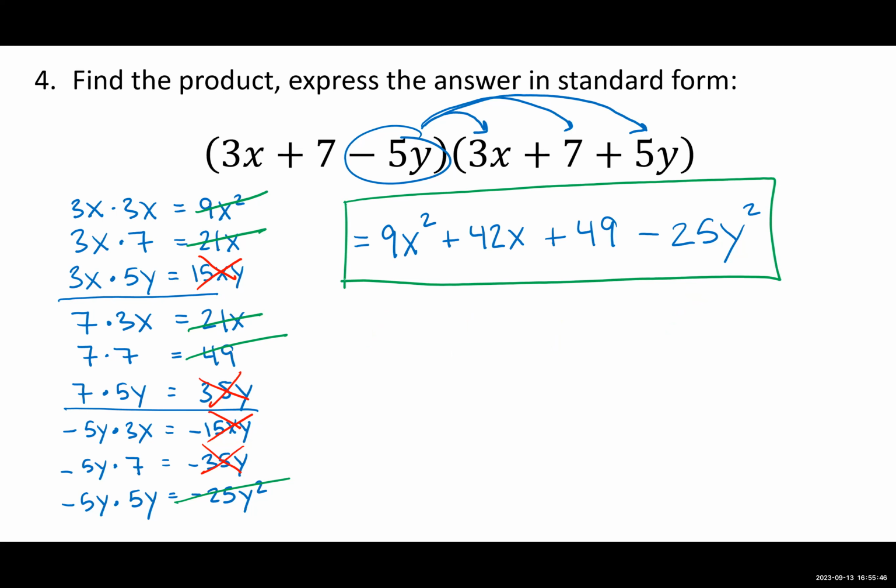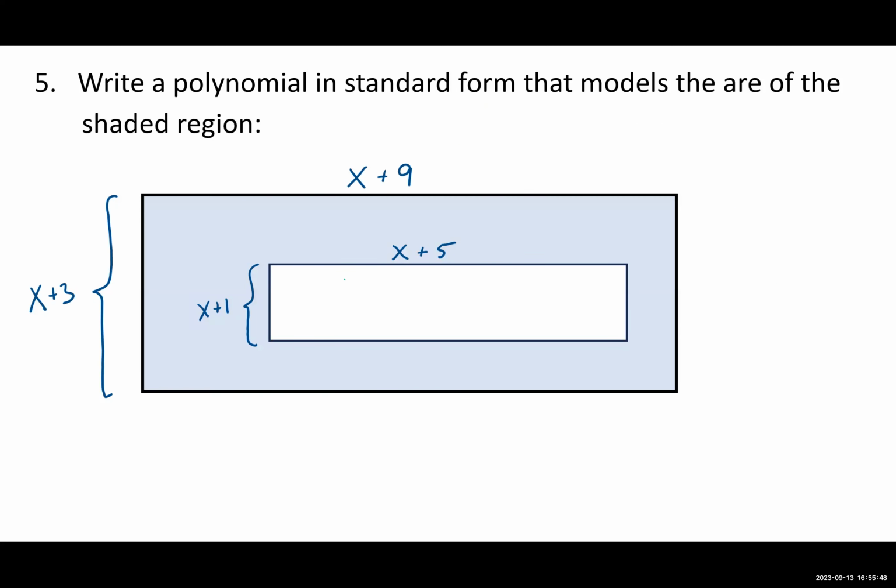Last problem, number 5. Write a polynomial in standard form that models the area. Oh, that should say area. It says R. That should say A-R-E-A. The area of the shaded region.